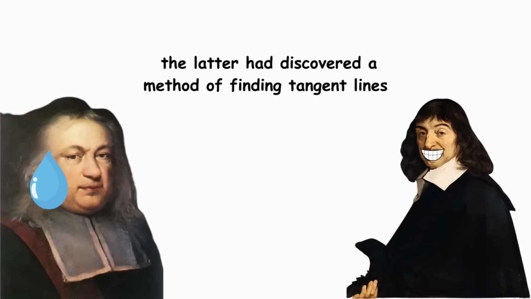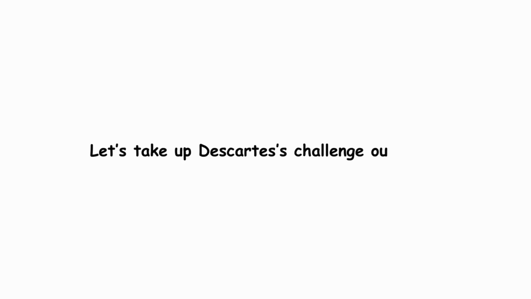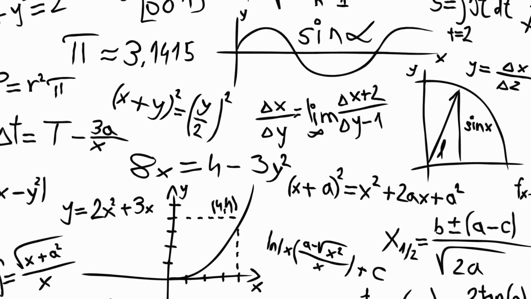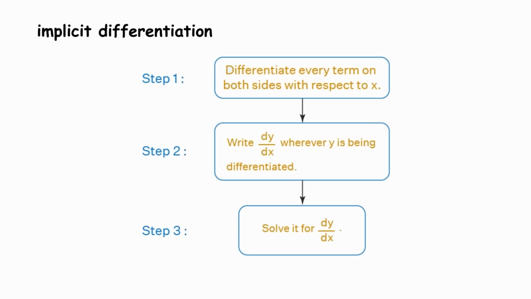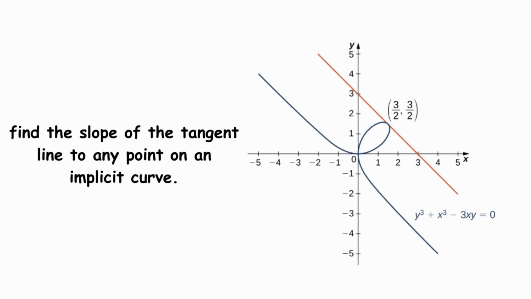Descartes wanted to test out Fermat's claim that the latter had discovered a method of finding tangent lines. So Descartes challenged Fermat to do so for any arbitrary point on the folium of Descartes. Let's take up Descartes' challenge ourselves. Luckily today we have the benefit of calculus to help us out. In particular, we must use a technique known as implicit differentiation, which allows us to find the slope of the tangent line to any point on an implicit curve.